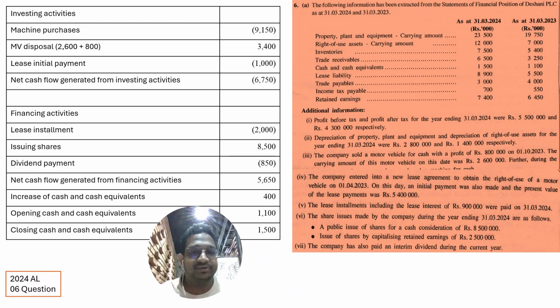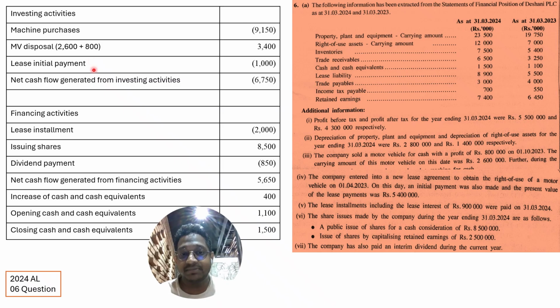And then investing activities, you have to find out the machine purchases from preparing property, plant, and equipment at the carrying value. We mentioned it earlier. And the motor vehicle carrying amount is 2,600, and the disposal profit that you are getting from that is 800. So which means the sales proceeds that you are getting from the motor vehicle disposal is 3,400.